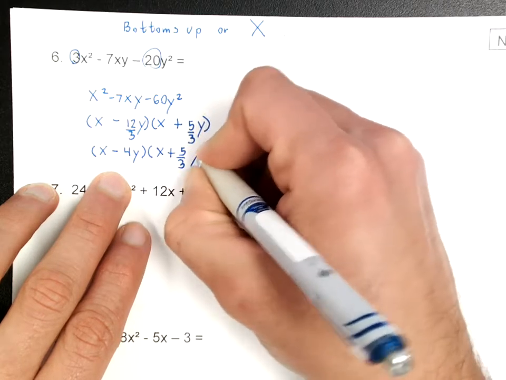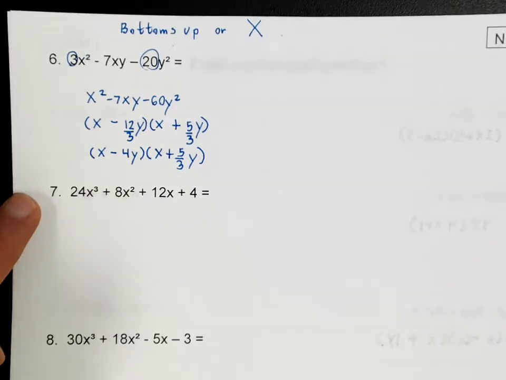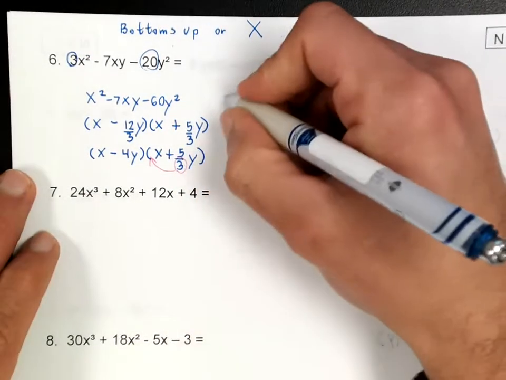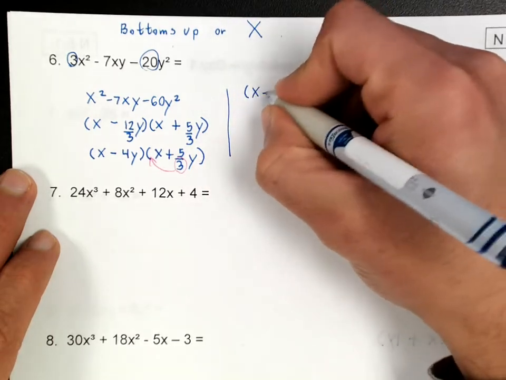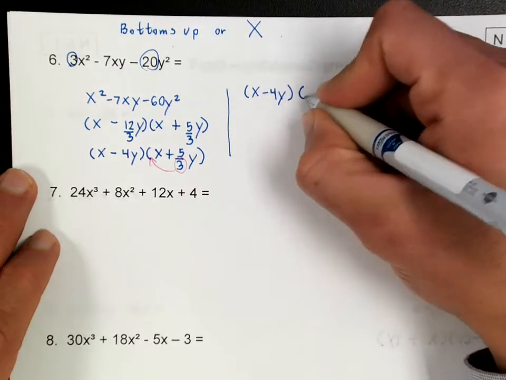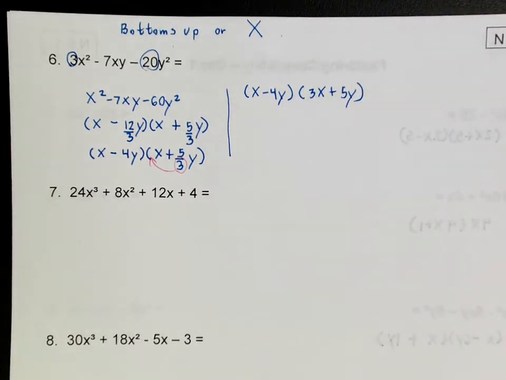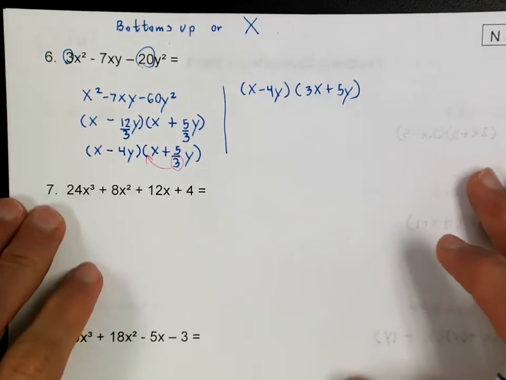I already rewrote it, but at the end of it, the reason we call this bottoms up is because we're going to bring the bottom of this fraction up, like that. Alright, so this is still going to be x minus 4y and 3x plus 5y. Again, notice that I didn't bring the y up beside the x, I just did that. Okay, so now we're going to go ahead and do number 7.